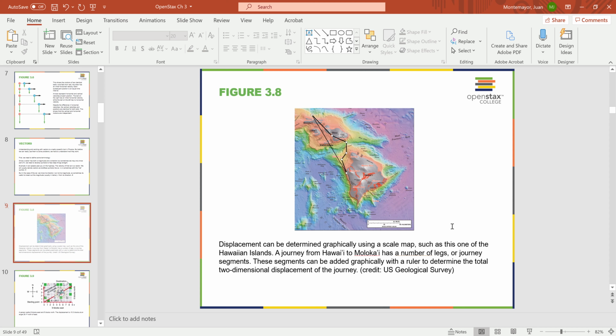So over here, displacement can be determined graphically using a scale map, such as this one from the Hawaiian Islands. A journey from Hawaii to Malacca has a number of legs or journey segments. These segments can be added graphically with a ruler to determine the total two-dimensional displacement of the journey. So each part of these segments is different, but if you take the total distance between them, obviously you can just do a straight line. That's still going to differ between all these segments here.